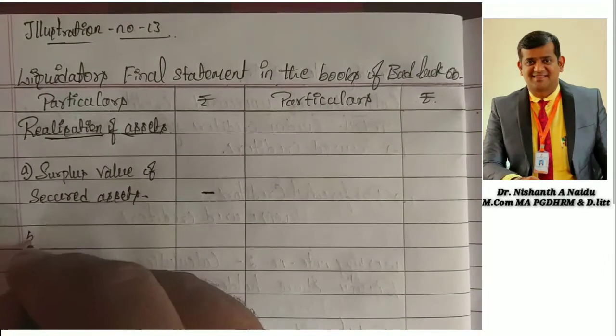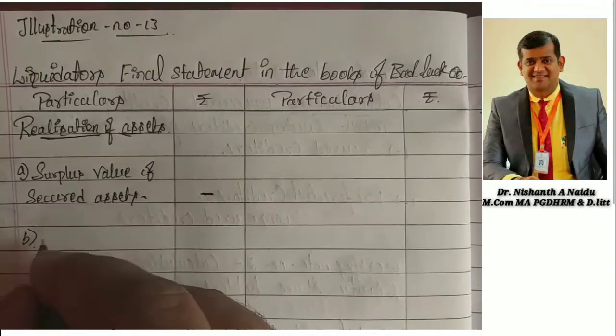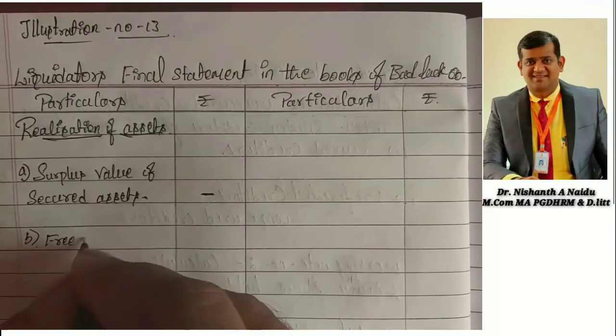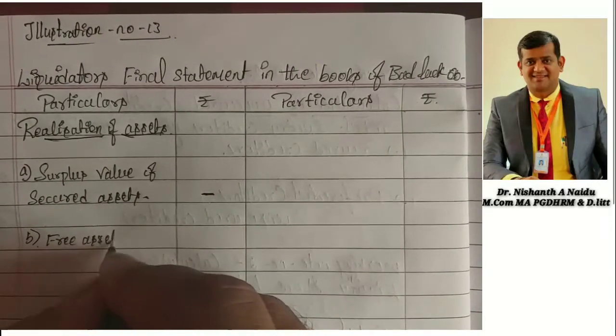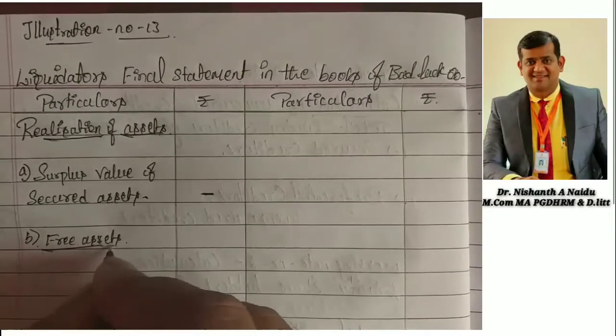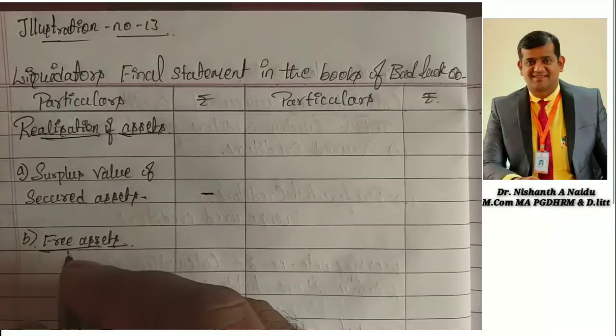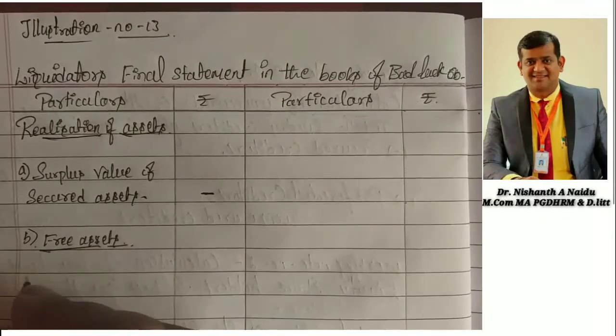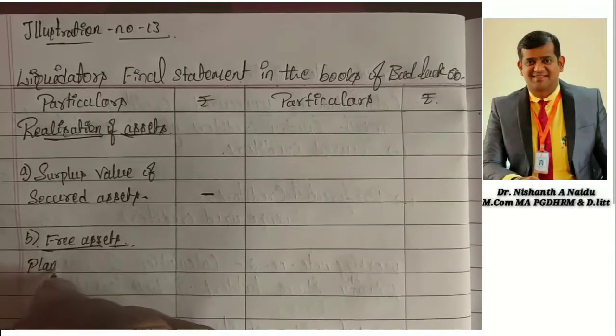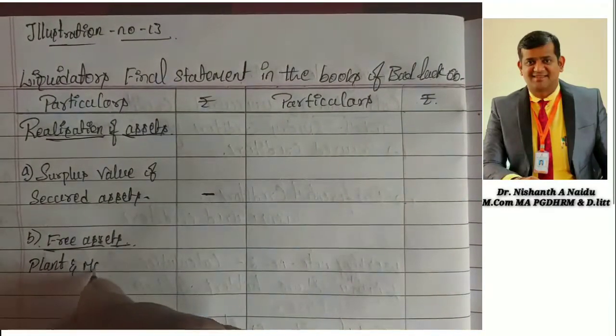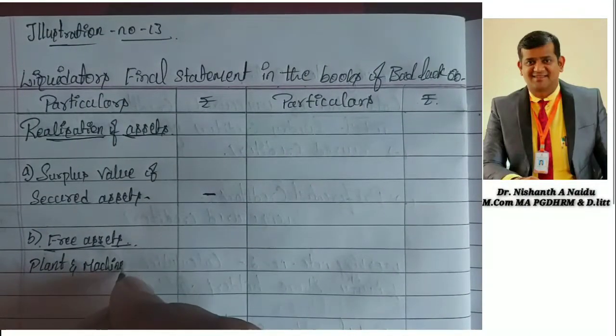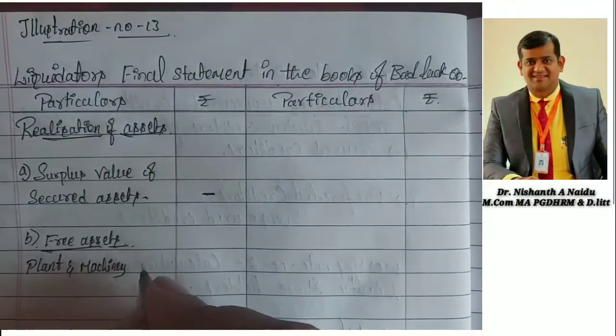So second we have free assets. Which are all the free assets now? We have plant and machinery. So I am writing plant and machinery. How much has it been realized for? 25,000.